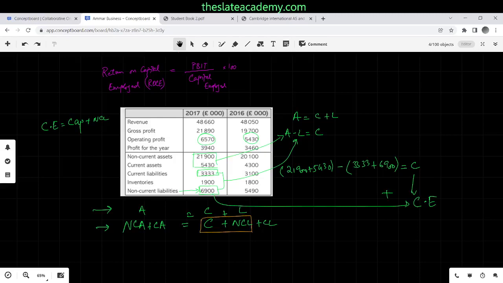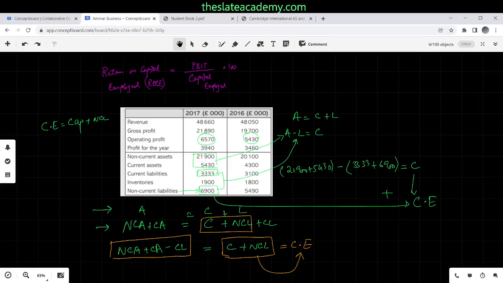Capital plus non-current liabilities. So if I subtract current liabilities from both sides, I will have non-current assets plus current assets minus current liabilities. This is equal to capital plus non-current liabilities, which is capital employed. So capital employed I can calculate by capital plus non-current liabilities. I can also calculate by taking total assets and deducting current liabilities from it. This will also give me capital employed.